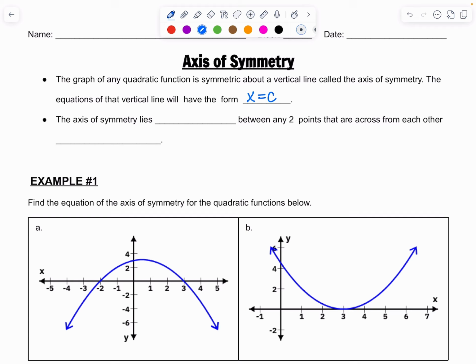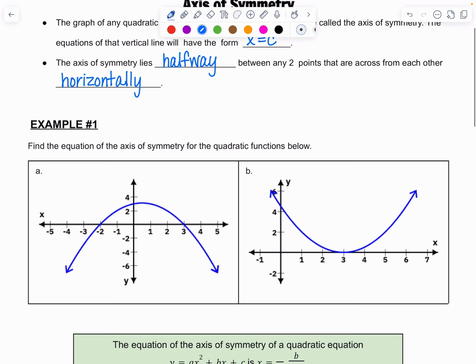So we should know that the axis of symmetry is going to lie halfway between 2 points that are across from each other horizontally. That means they have to be directly across from each other. All right, so let's look at two examples. Example one says, find the equation of the axis of symmetry for the quadratic functions below.